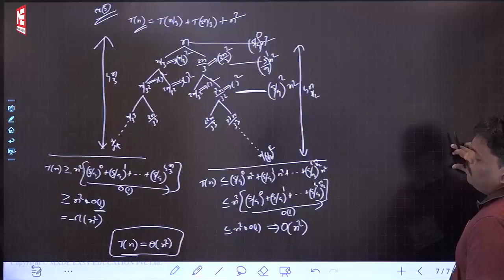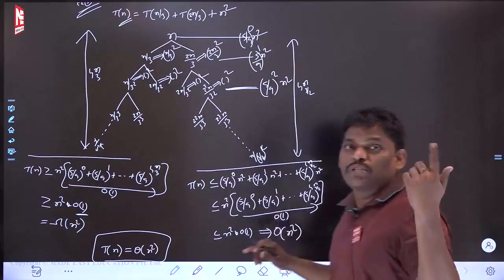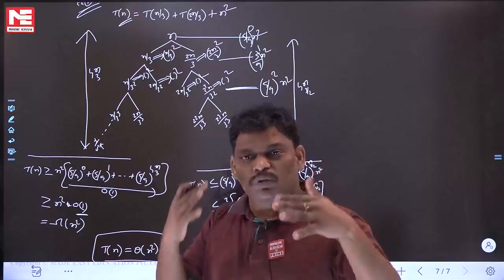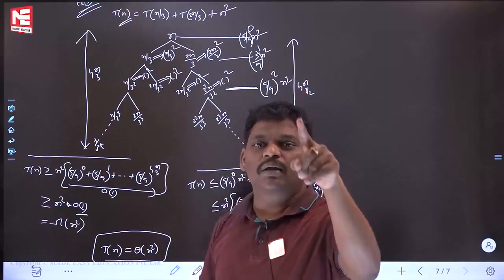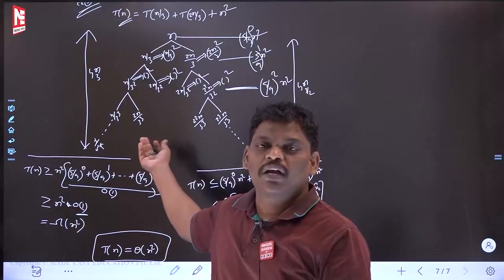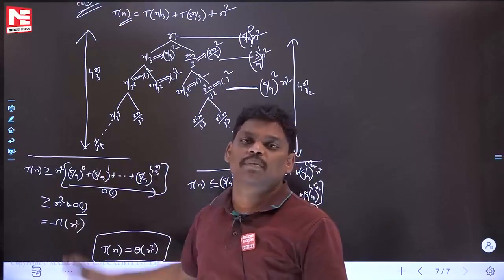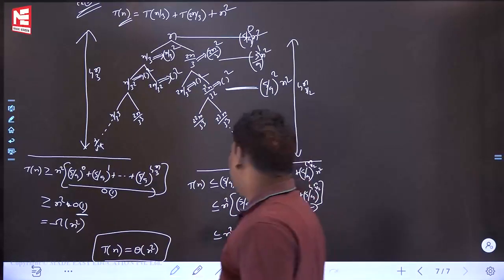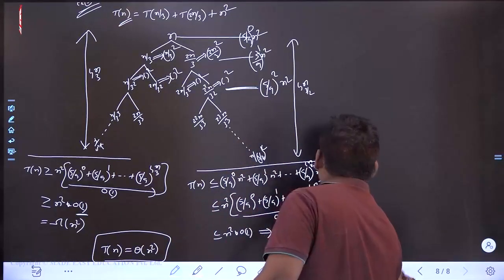Please take care. If you open any book, recursive tree method and substitution method are the same. In the recursive tree method you substitute many times, in the substitution method one time. Because of one time, a one-array tree will come. Because of more than one time, maybe a binary tree, maybe a ternary tree is coming. I am thinking that you are really fine. Let's see the next problem. One more problem.